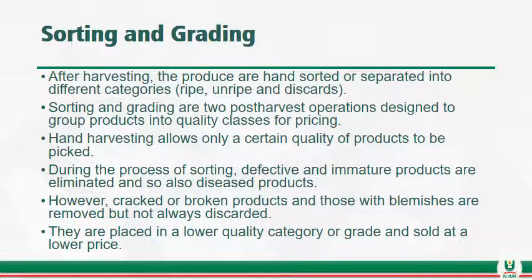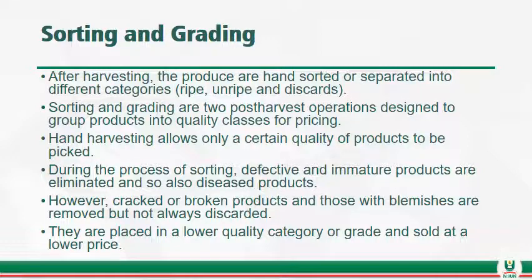So hand harvesting allows only a certain quality of products to be picked, and during this process of sorting, you want to remove the defective forms, the deformed fruits and vegetables. You want to remove the immature products, and you also want to remove or eliminate the diseased products. So that is why sorting is very important.